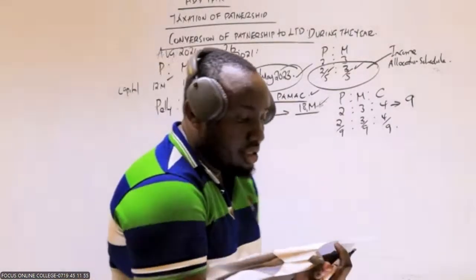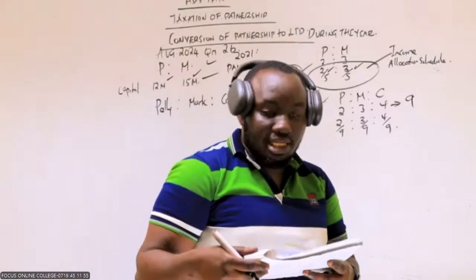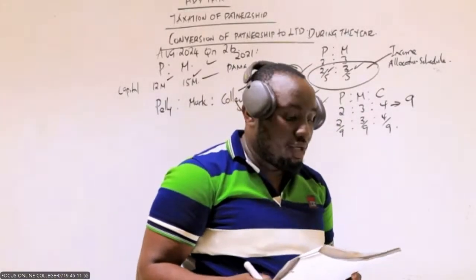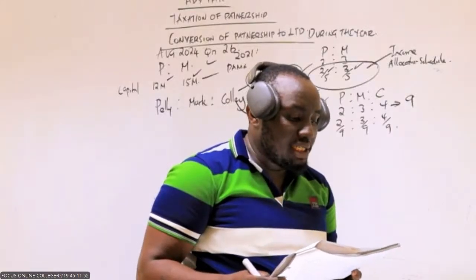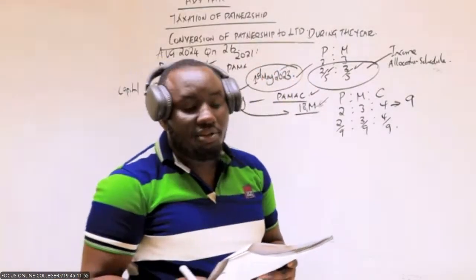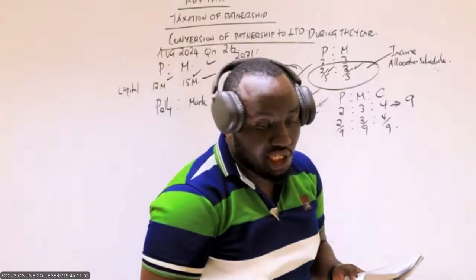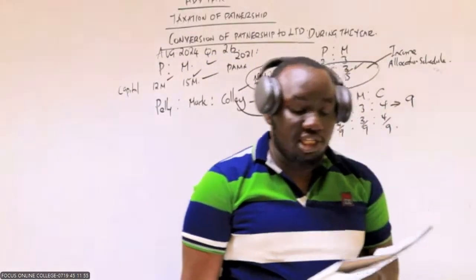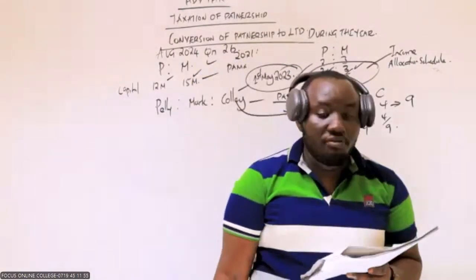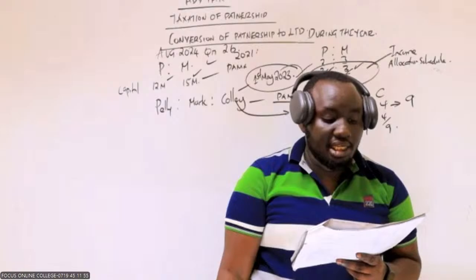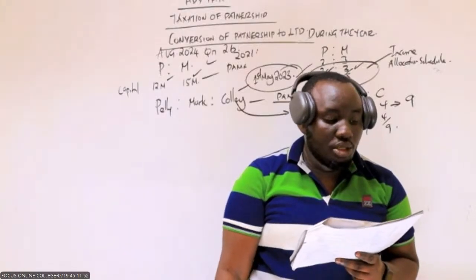Together. So we come to this other part, that is additional information. We come to the additional information. So the examiner tells us something. The following information was extracted from business records for the year ended 31st December 2023.